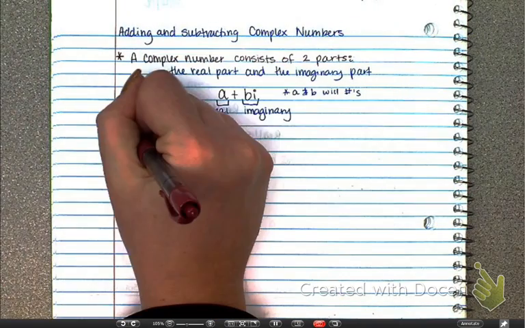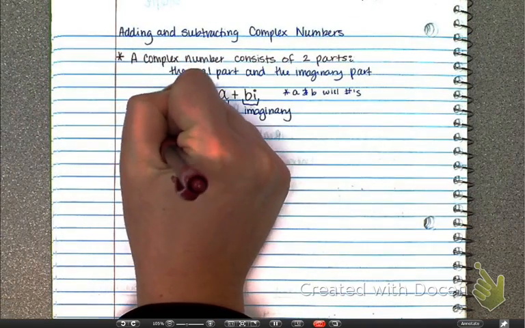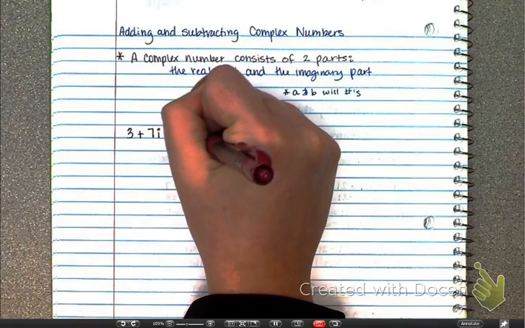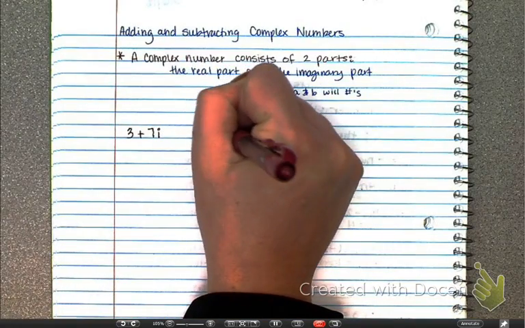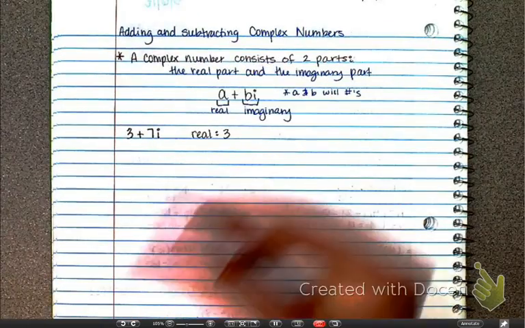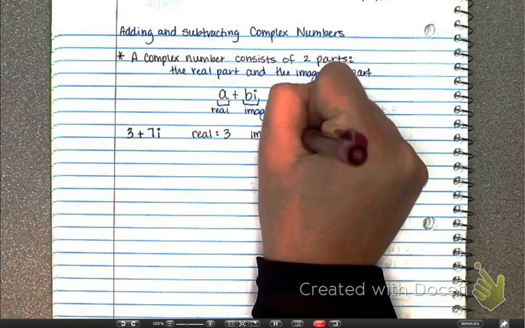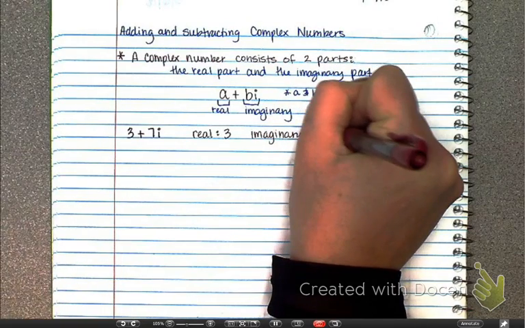So if I give you something like 3 plus 7I, and I ask you to identify the real part and the imaginary part, can we do that? Okay, so what part's real? 3. And what part's imaginary? 7I.